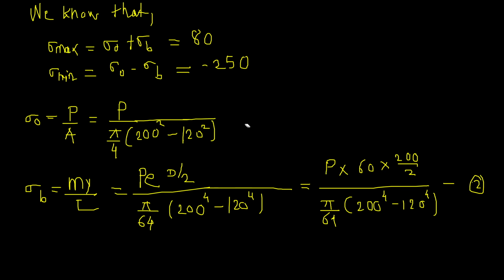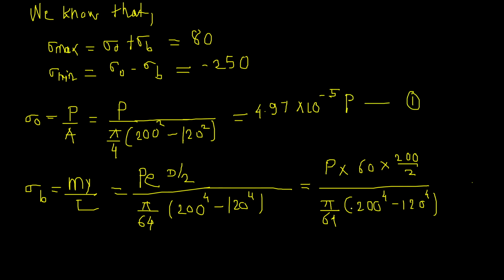So what we'll do, we'll find out these answers in terms of P. Okay, so 1 by pi by 4 into 200 square minus 120 square. So हे येणार 4.97 into 10 to the power minus 5 P. ठीक आहे, हे आपलं इक्वेशन नंबर 1.